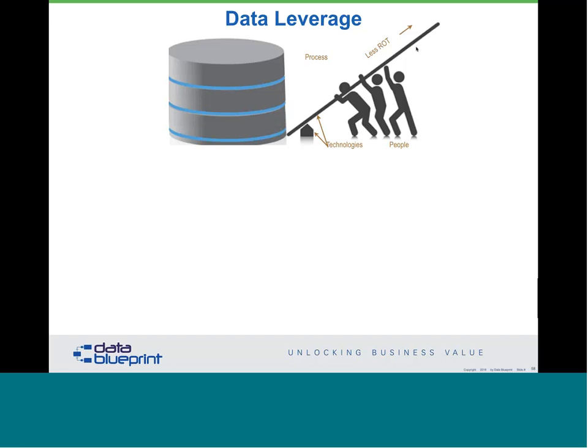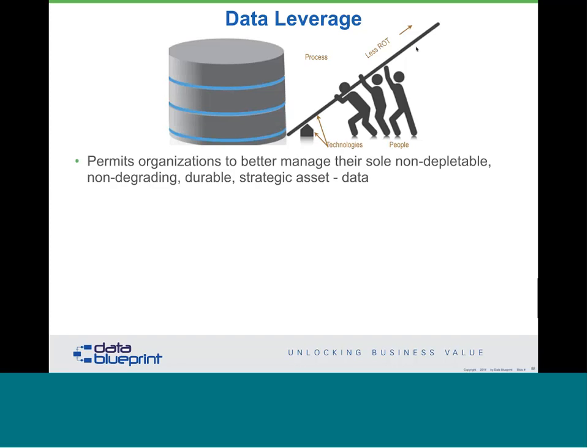And that gives us then a process component. We need some people to do pulling on the lever, and by pulling on the lever, I can then move or leverage the data. Now, I've got one other note on that piece as well, which is rot. All right. So organizations need to better manage their sole, non-depletable, non-degrading, durable, strategic asset, data, within the organization and, of course, across our organizational partners.